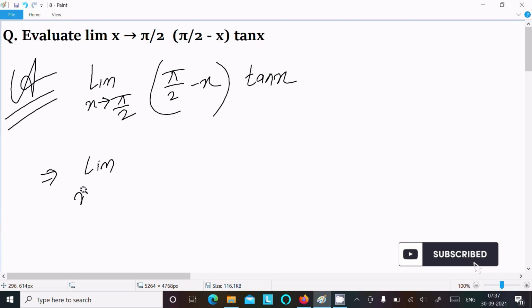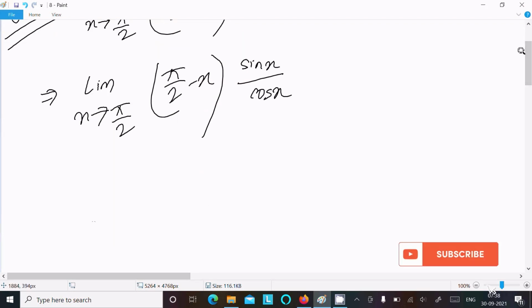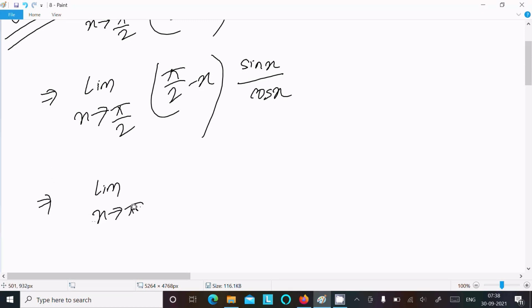Now the next step is to write the limit x tends to pi by 2 of (pi by 2 minus x). For tan, we can write sin x by cos x. After that, the limit x tends to pi by 2, and here pi by 2 minus x.